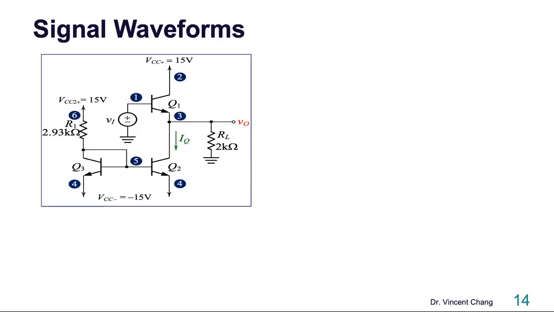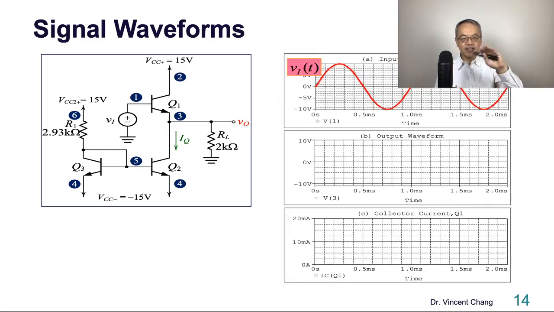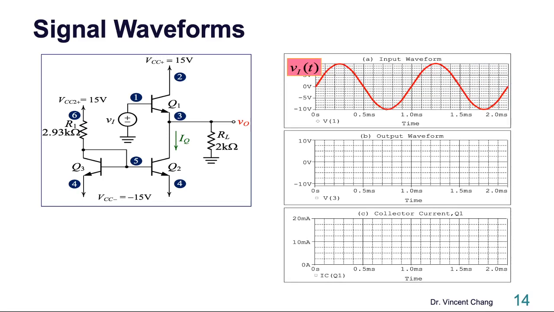Let's go a little bit deeper into the signal waveform. Let's say we input a large signal sinusoidal signal, and then we examine the waveforms of the different signals. The first one is the input sinusoidal waveform. The peak to peak VPP is 20 volt, so the amplitude is 10 volt. It's a 10 volt sinusoidal input signal.